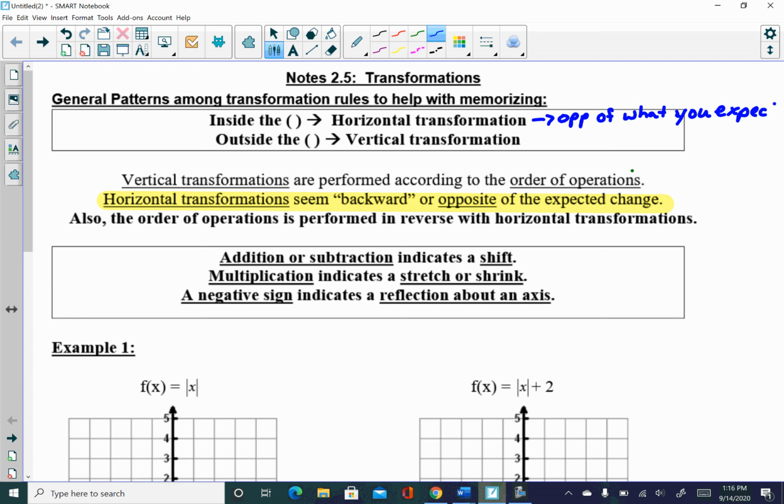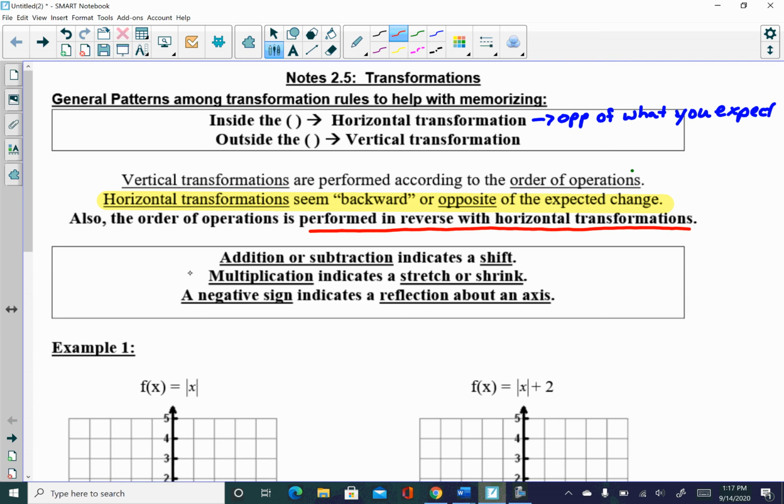On the other hand, if the term is outside the parentheses, that's a vertical transformation, and that occurs how we would normally expect it to. For example, if it's a plus, we expect it to go up. If it's a minus, we expect it to go down. Order of operations are performed in reverse order with horizontal transformations. That's something else to get. I've highlighted that here for you.